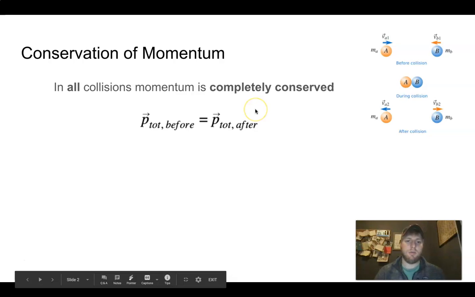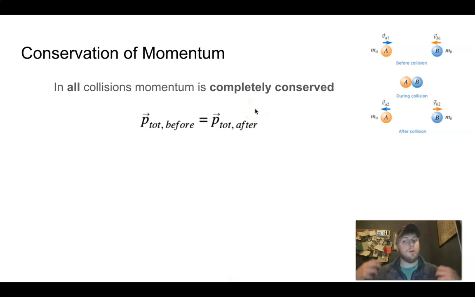In all collisions, momentum is completely conserved. Now, sometimes that might mean we need to account for 2 or 3 dimensions and multiple or millions of objects, but in general, it's always true that the total momentum before a collision is equal to the total momentum after.